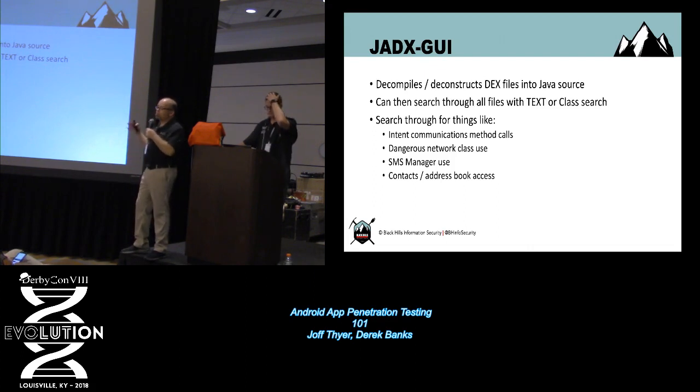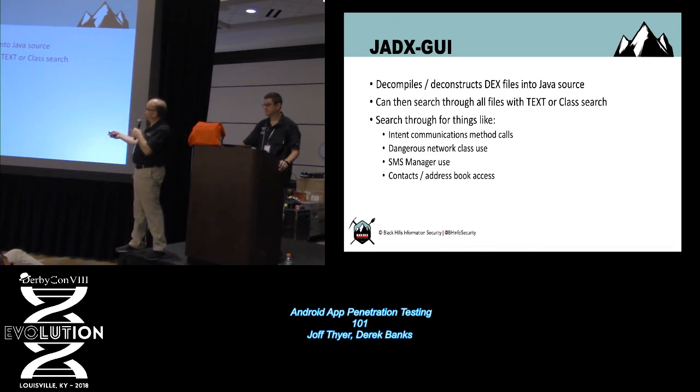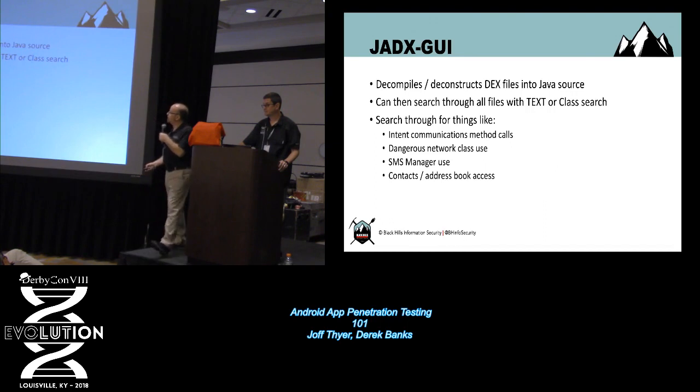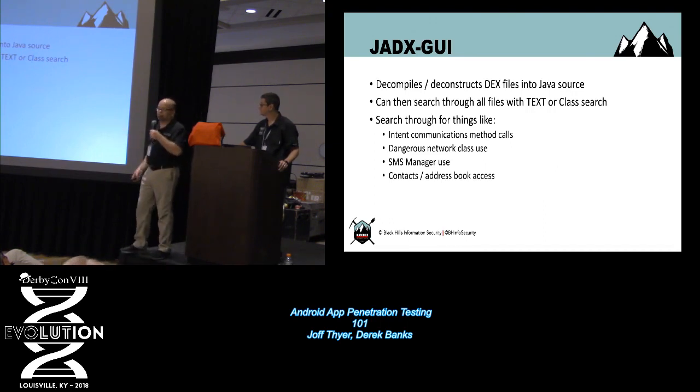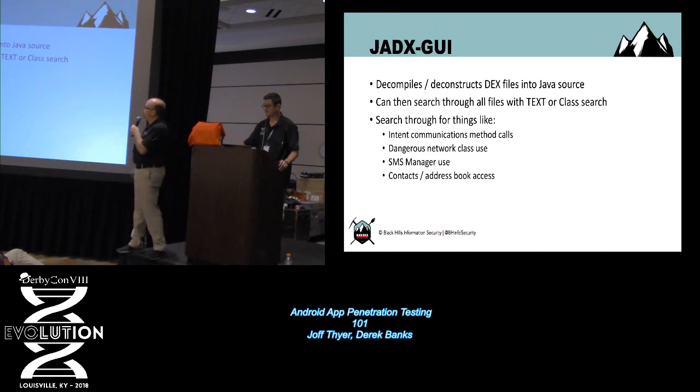The APK is zipped DEX files, brings them back to Smali, and then decompiles the Smali into Java source. Okay? So then we can actually search through the source. We're reversing the whole app. We can search through the source code at this point for interesting things. Things like intent communication. Things like dangerous network class use. For example, what if your Android app has a TCP client in it that connects to some odd IP address on the internet? It's probably evil.